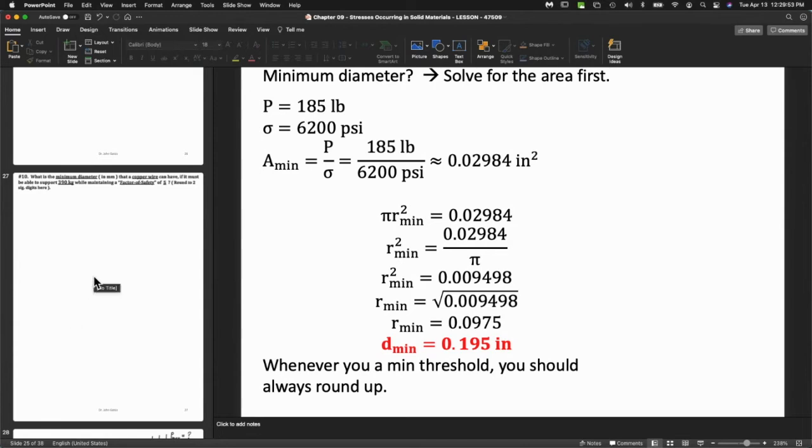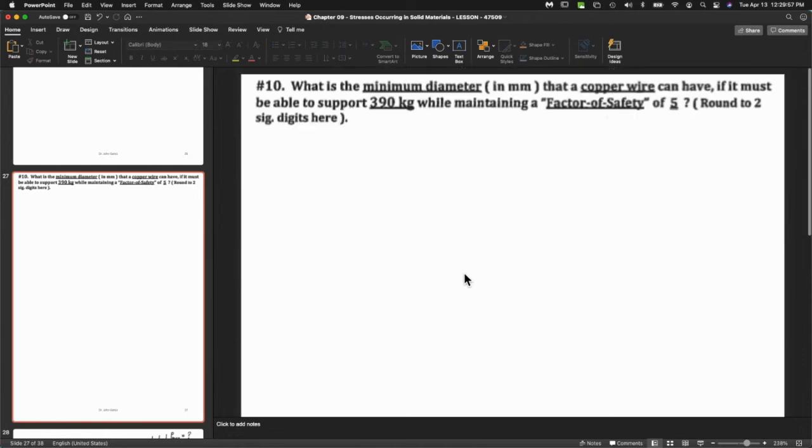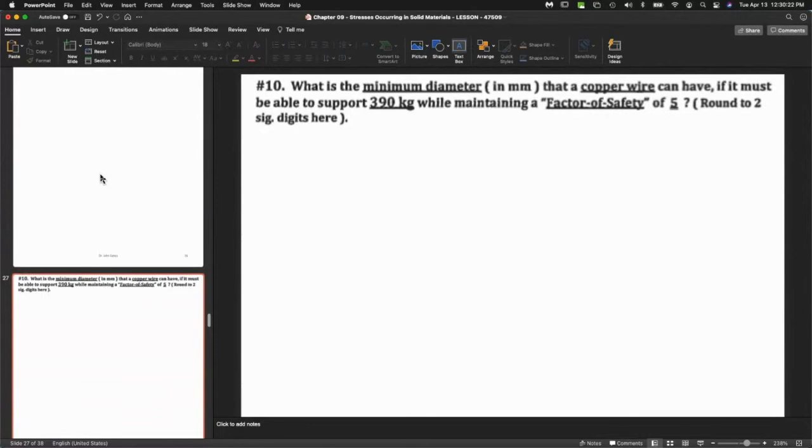All right. Okay, so here we go. We're skipping 9, but we will do it on Friday. Number 10. What is the minimum? Okay, so you see it's kind of the same thing here. It's a copper wire. And there are 2 differences in this question. One, it's in the metric system, which is not that big of a deal. And 2, there is a factor of safety. So let's figure out how this compares to the previous one.